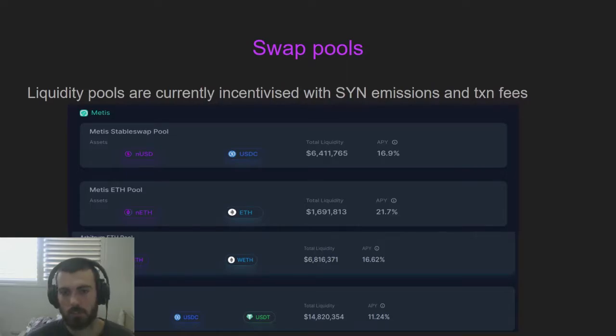So you can provide liquidity on these different pools. You can see them on different L2s, L1s and so on. And they're doing pretty good APYs at the moment, obviously, for a stable pool. On Metis, cranking out nearly 17%. That's pretty wild, and there's quite a few options. Getting 16% on your ETH as well, 21% on your ETH, that's pretty crazy.